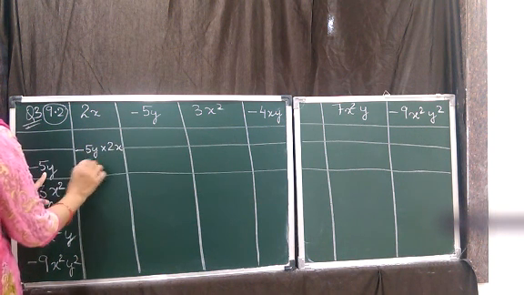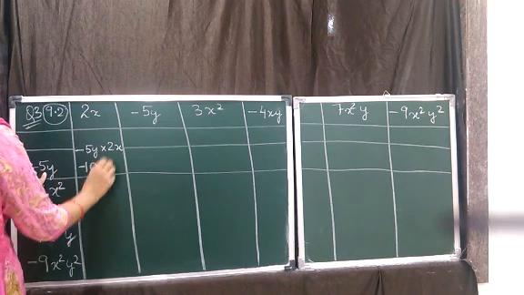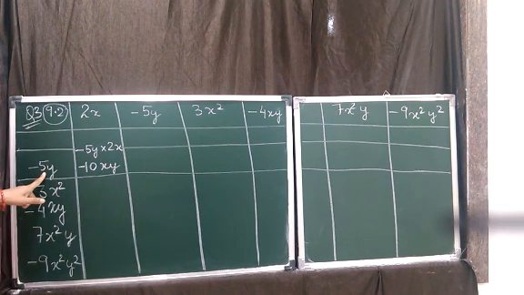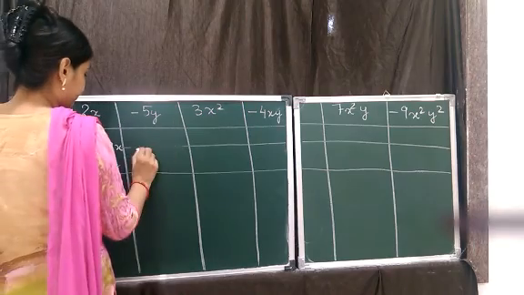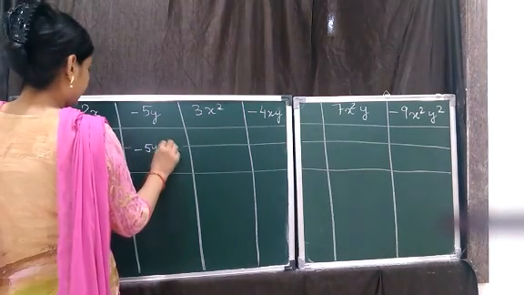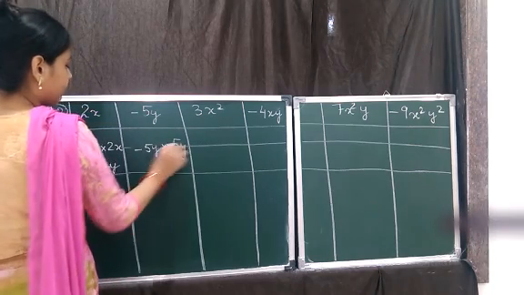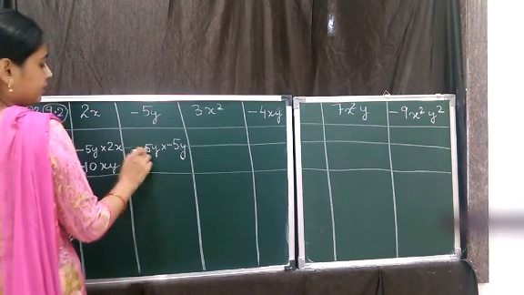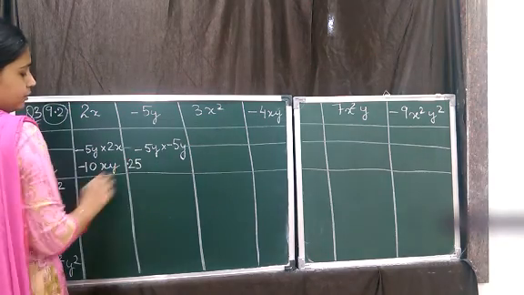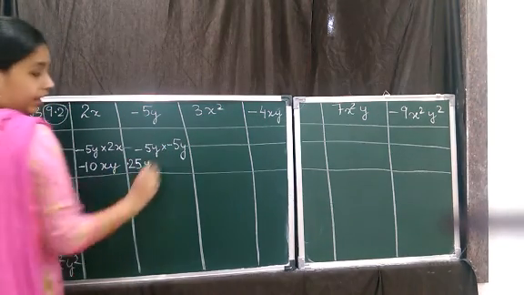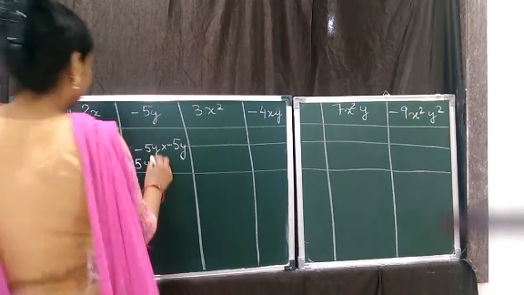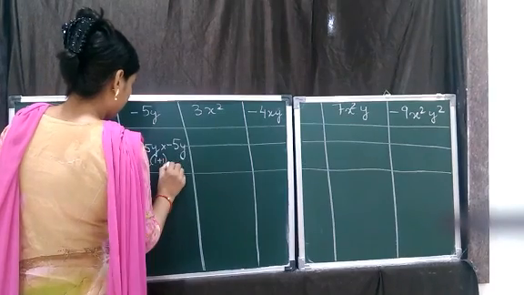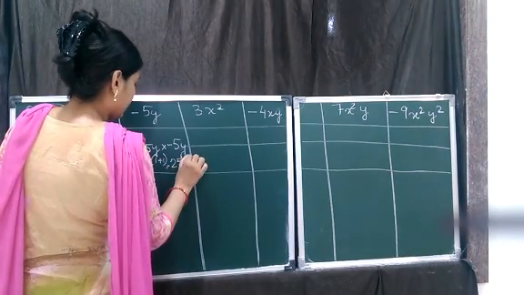5 twos gives us 10. Minus is there, so minus x and y. They both are not same, they are not common, so their powers won't be added. Then we multiply minus 5y into minus 5y. So 5 5s gives us 25. Minus into minus gives us plus. And y into y, again you can see the variables are common, so we are going to add the powers. So it comes out to be 25y squared.